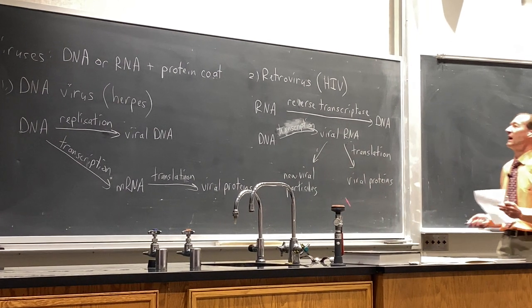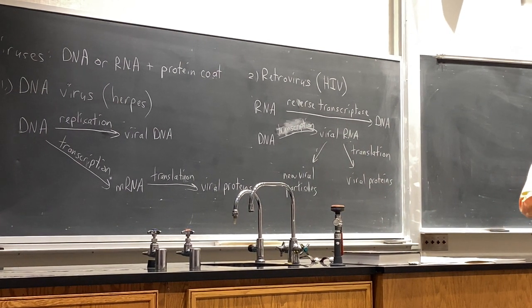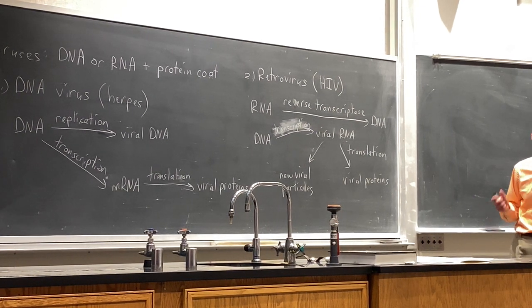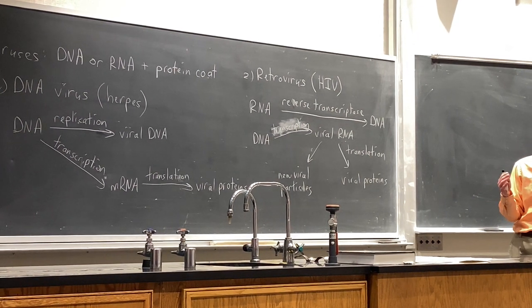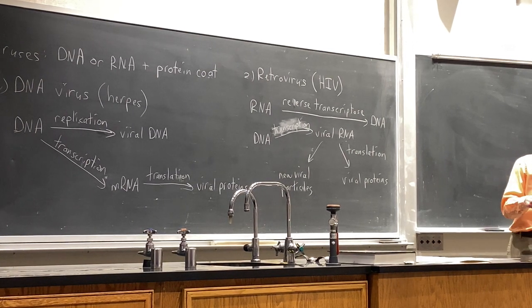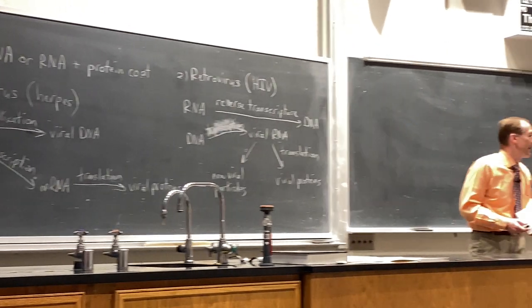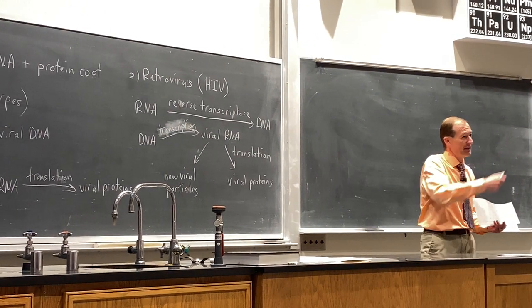So retroviruses get around this problem of not being able to directly copy RNA by using this reverse transcriptase process to convert their viral RNA into DNA. Okay? Any questions on retroviruses and how they're able to reproduce? Yes?